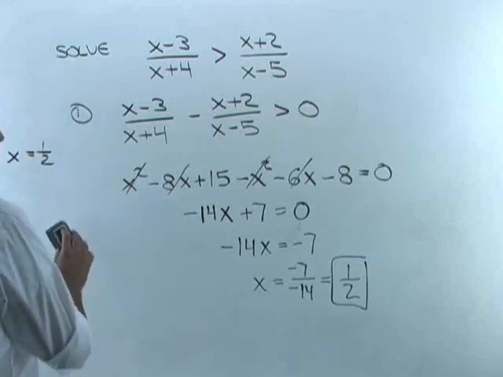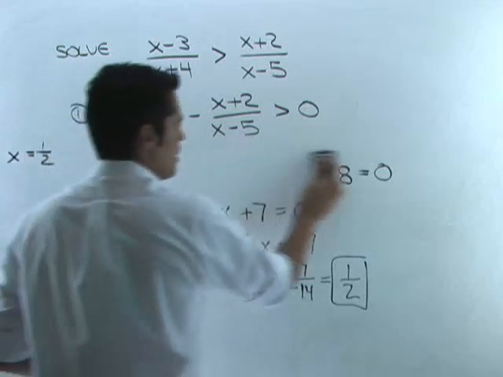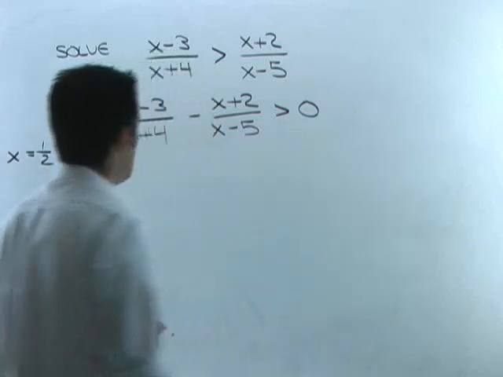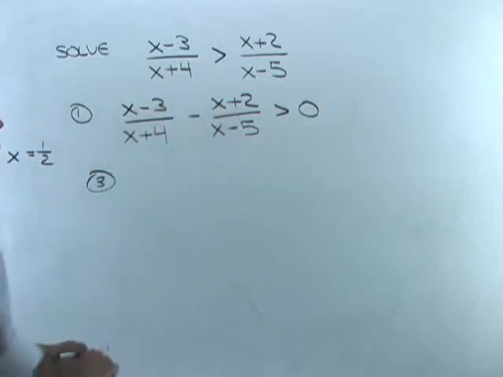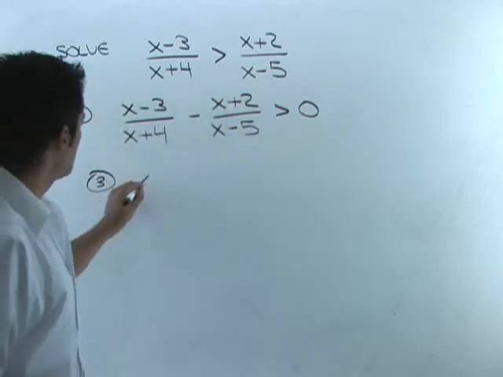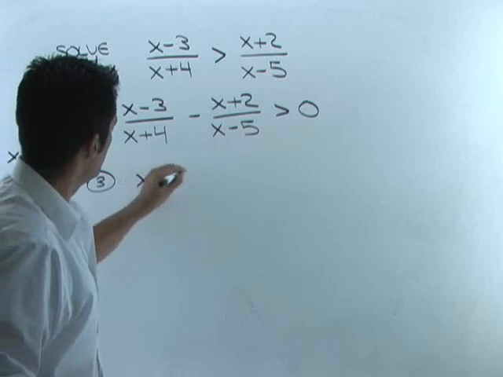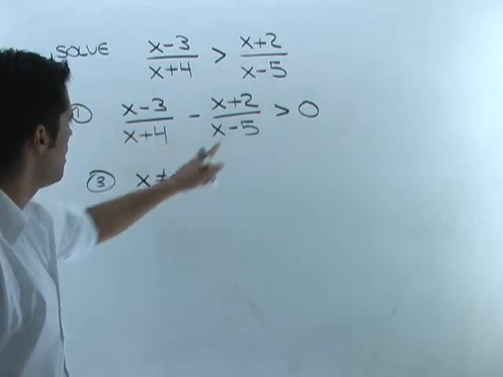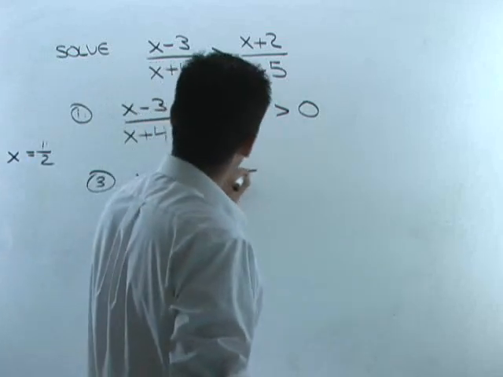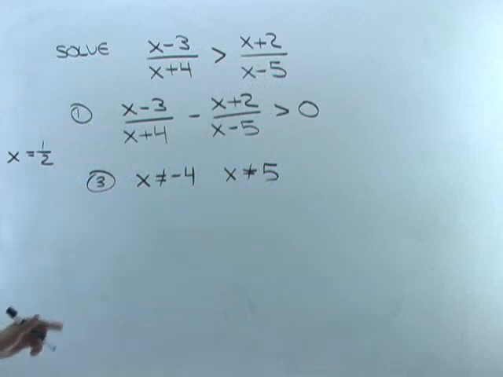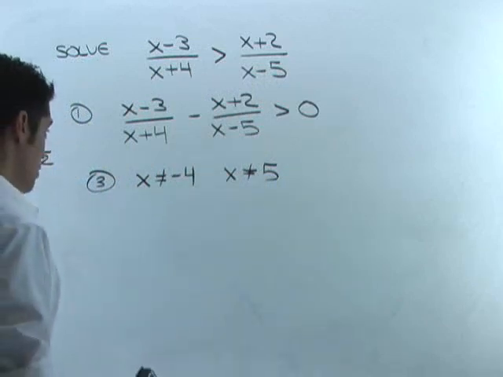And now what we want to do is move to step 3. Step 3 says to look at the numbers that would make this thing undefined. And since they're in fraction form, it's pretty easy to see. Here, x could not be equal to negative 4. If it was negative 4, this would be 0. You'd have division by 0. Here, x cannot be equal to 5, because 5 minus 5 would give you 0. So now we've got our points, and we'll move to our next step.